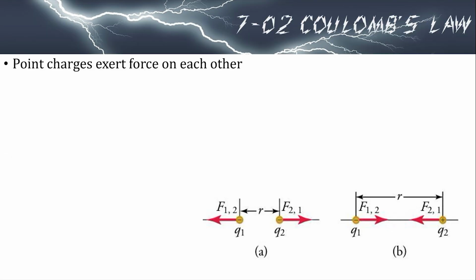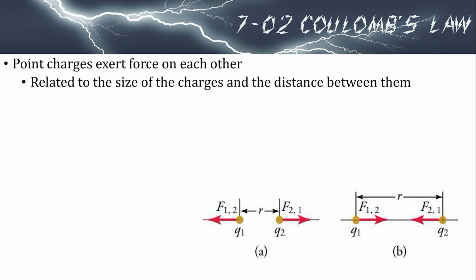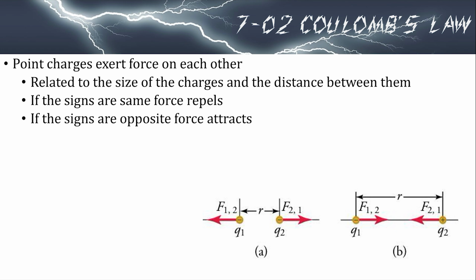Point charges exert forces on each other. The forces are related to the size of the charges and the distance between them. If the signs are the same, so they're both positive or both negative, the force repels. If the signs are opposite, then they attract. A positive and a negative would attract.